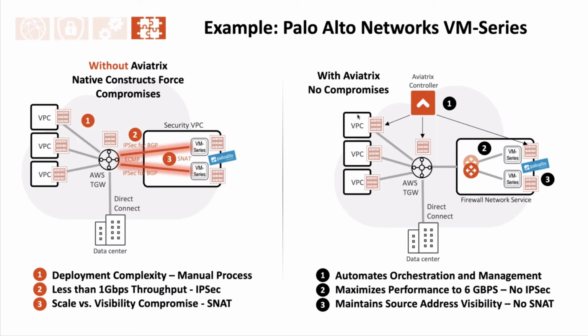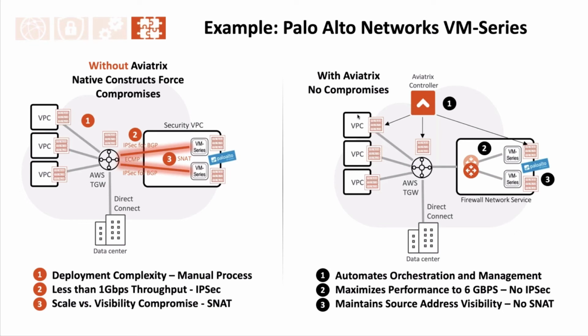Number 2, you get less than 1 gigabit per second throughput. And this is because the native transit gateway forces you to implement an IPsec tunnel between the VM series and the transit gateway. And it does this not for encryption purposes. It does this because they need to move BGP between the VM series and the transit gateway. And so that overhead for the IPsec tunnel significantly impacts the throughput between the VM series and the TGW.